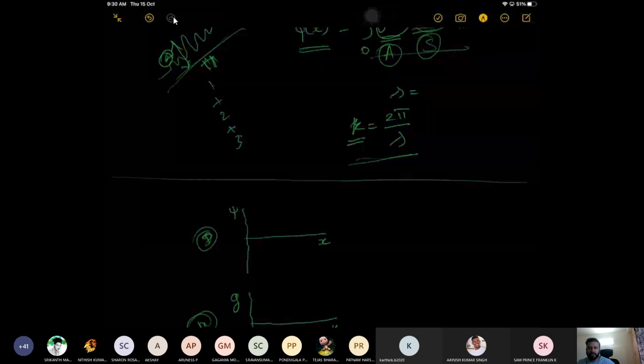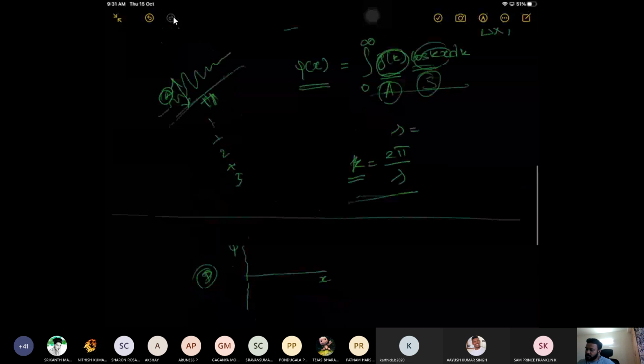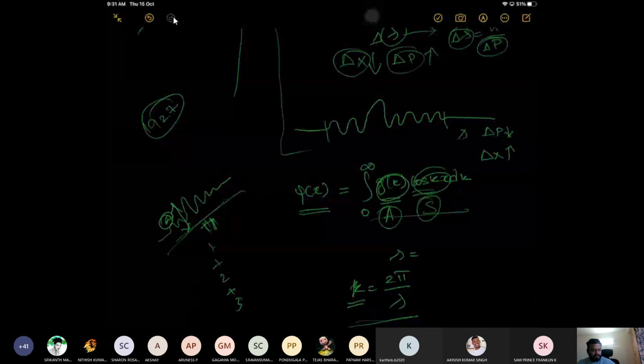So now we also know the relationship between lambda and K. K is known as the wave number. If you want to know more about it, you can search for wave number, and you will get an idea what a wave number is. Irrespective of that, we'll go back to this formulation.